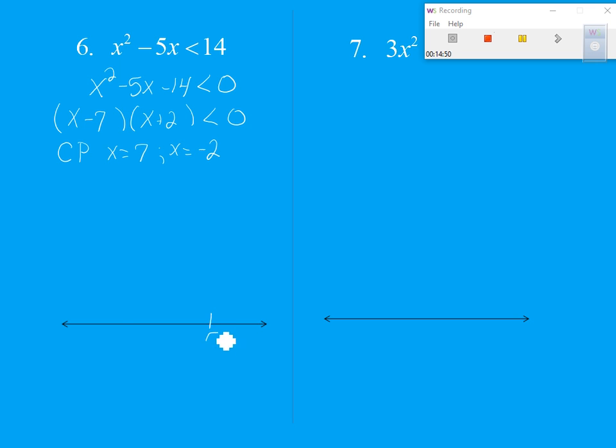When I put them on my number line, I got 7 and negative 2. Since it's just less than, I know later on these are open dots or parentheses. We'll take care of that here in a minute.